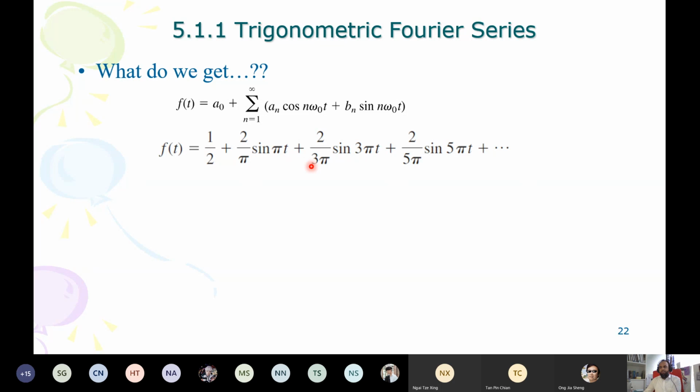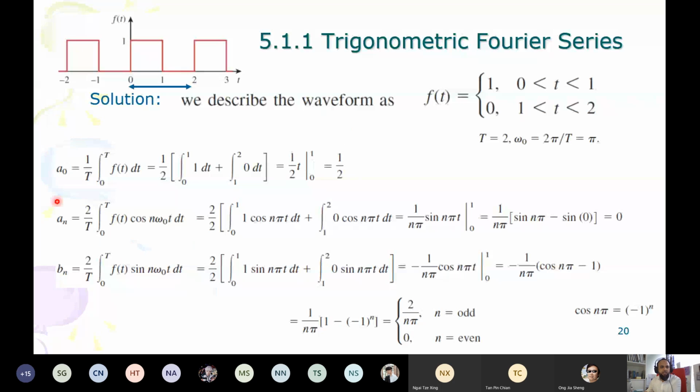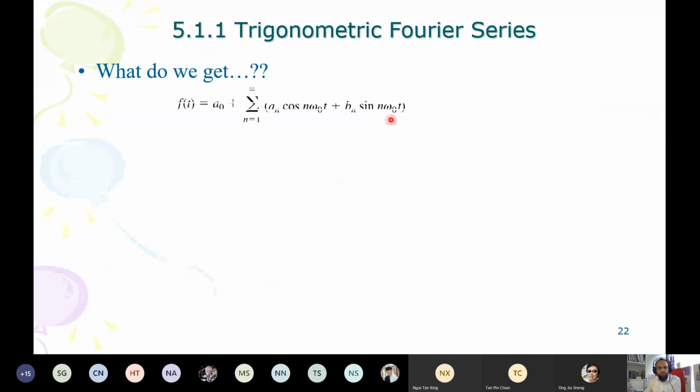Okay, this is important. Normally we will be very happy to find A naught, An, Bn, done, answer finished, next question. No, it's not like that. We have found the coefficients right now. We have not found the Fourier series expansion. The Fourier series expansion is this. So we place all those numbers here. A naught is 1 upon 2, so you can see 1 upon 2.